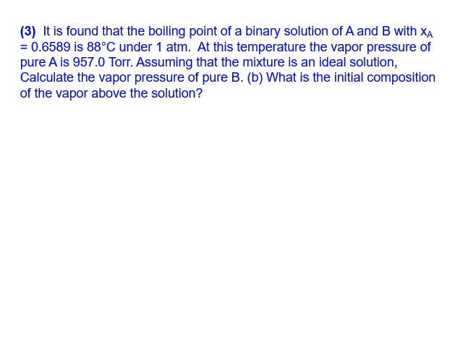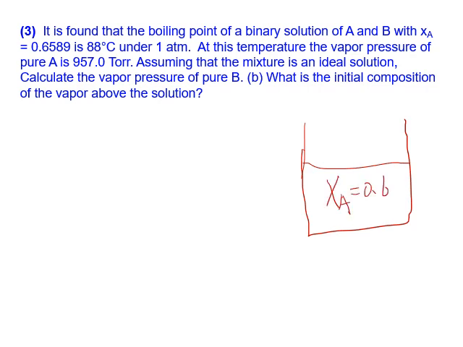In question number 3, you have a mixture, a solution of AB. So let's draw. You have a liquid with mole fraction of A, XA, equal to 0.6589. You also have XB, which is 1 minus XA. The boiling point of this solution is 88 degrees.